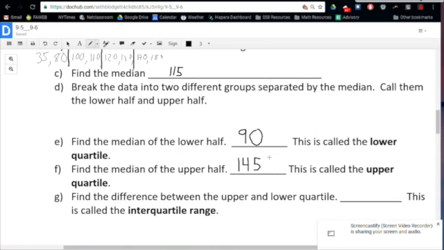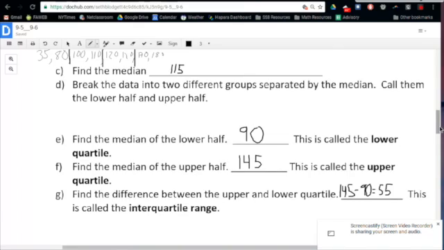And actually, I'm going to call that the interquartile range. It's the range between those two quartiles, and to find that, I just need to subtract 145 minus 90, which gives me 55. So 145 minus 90 is 55. That's called the interquartile range. Okay.